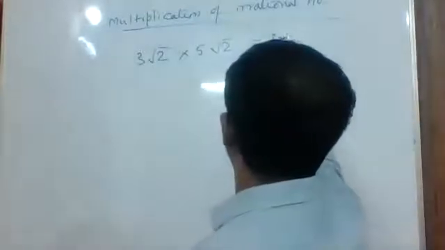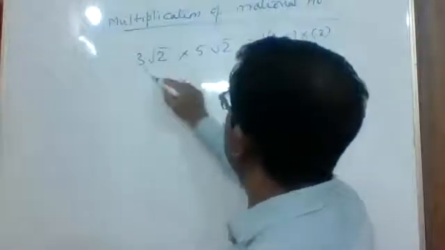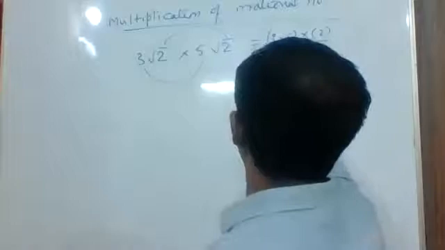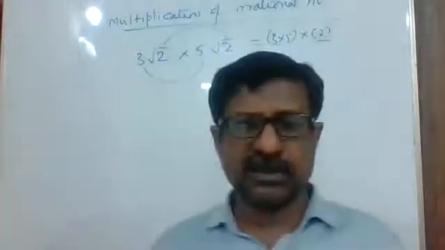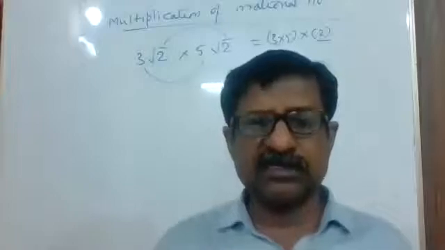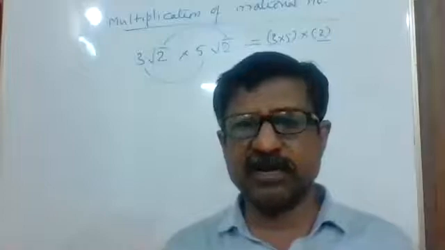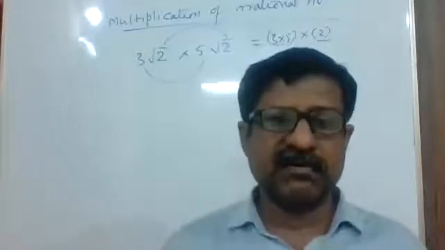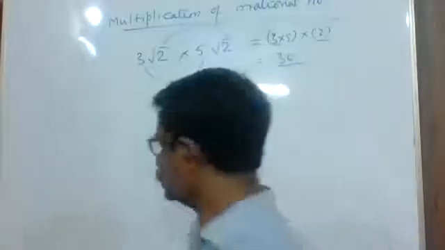3 into 5 into 2. 3 into 5, this is the rational part. And root 2 into root 2 is 2. That's the answer, 30. Clear? These were the mixed and pure surd when they are multiplied, and we have discussed what answer you are going to get. Next one.